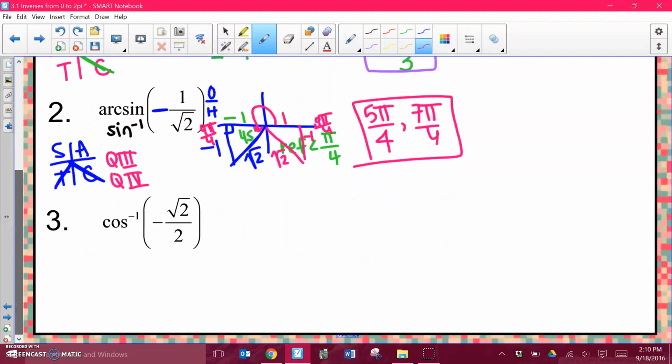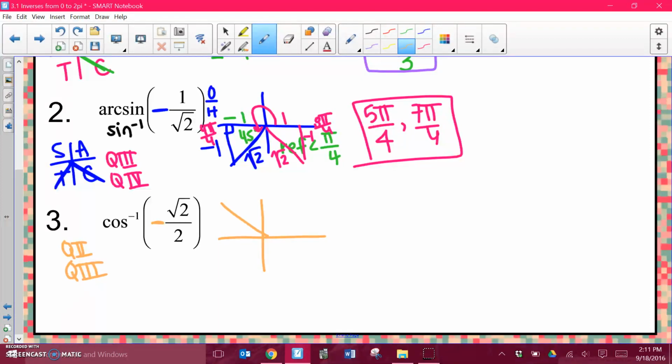Okay, now what happens when I'm faced with something that looks kind of like this? This is not necessarily a ratio, but I would still draw my triangle. If I'm looking here, cosine is negative. It'll be negative up here in quadrant 2 and in quadrant 3. So I know I'm going to have two answers, one in quadrant 2, one in quadrant 3. I'm going to label my sides. Again, this is adjacent over hypotenuse, so my adjacent side would be negative root 2. Be careful on this one.